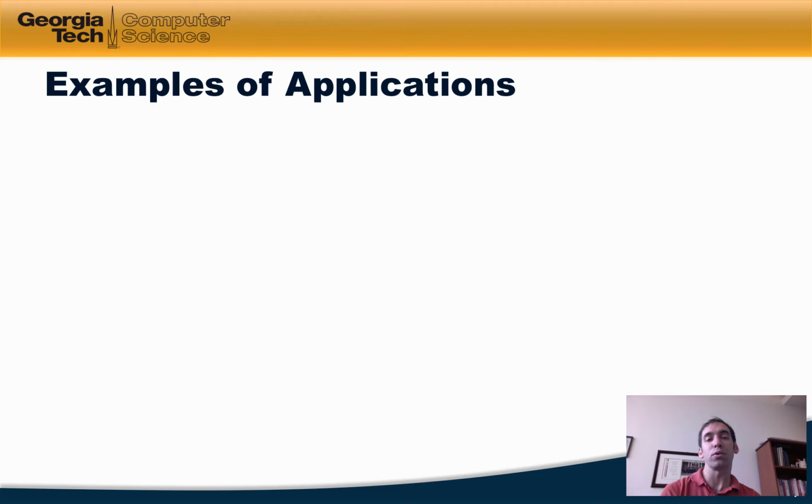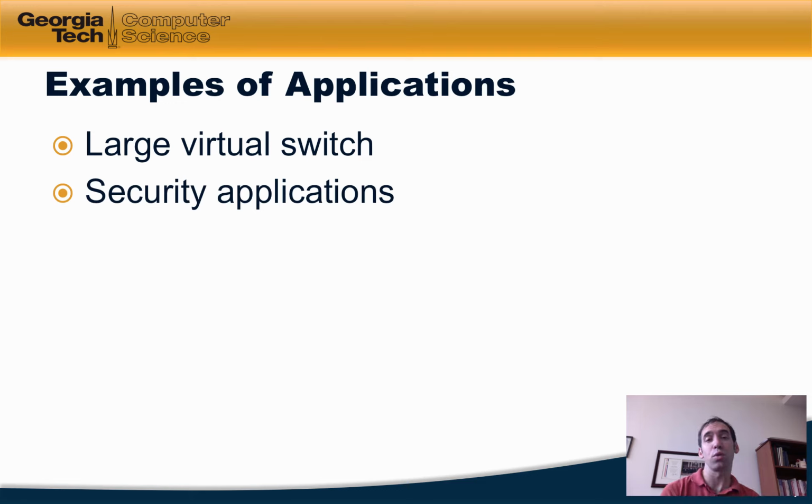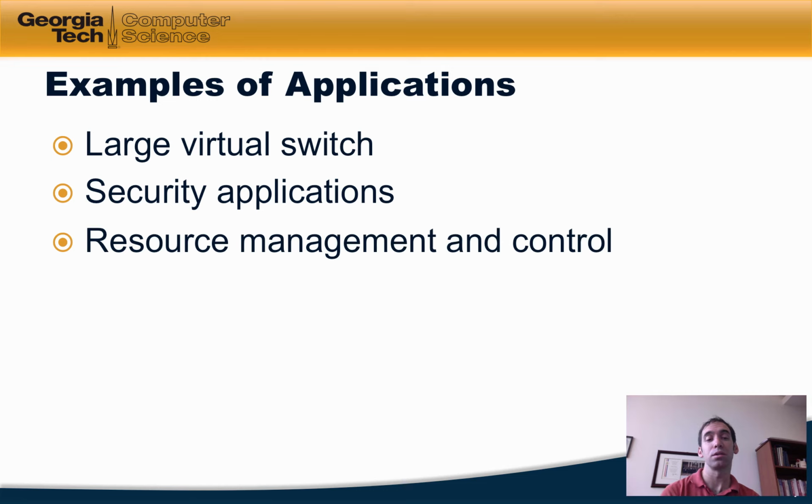There are many examples of possible applications that could use a Northbound API. One is creating a large virtual switch. In other words, making it appear as though the entire network is controlled by a single virtual switch. This type of abstraction can simplify many network management tasks. We'll see in this module that we can use a Northbound API to implement various security applications. We can also use a Northbound API to implement various types of resource management and control applications, such as traffic engineering or load balancing applications.